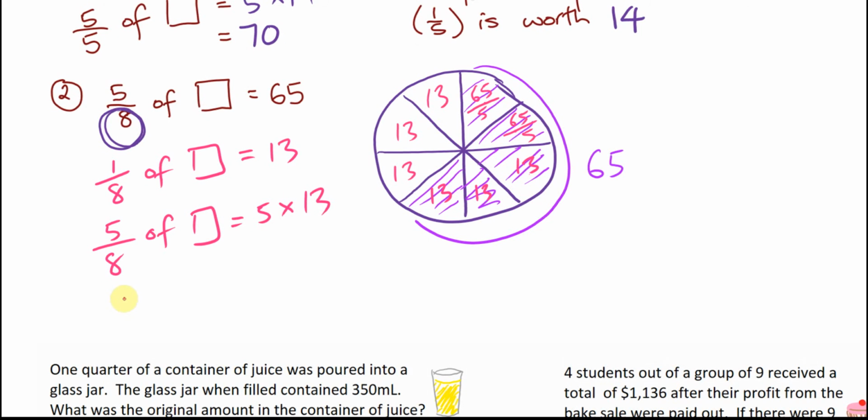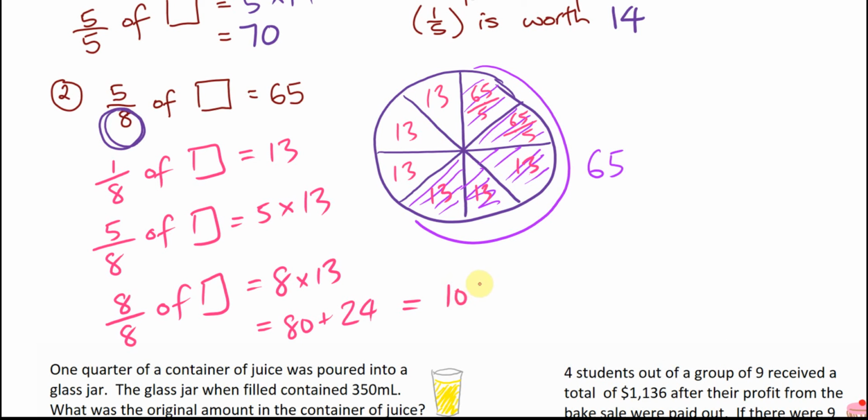Therefore, 8/8 of this total amount is the same as 8 times 13, which is 8 times 10 is 80, plus 8 times 3 is 24, which is 104. So our total amount is equal to 104.